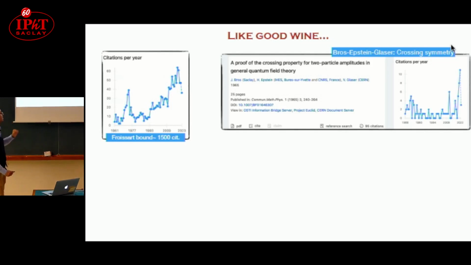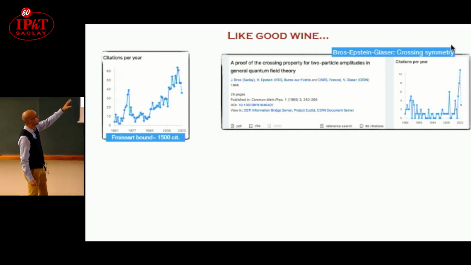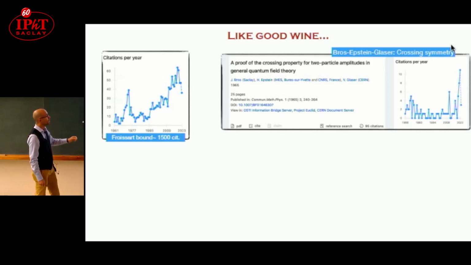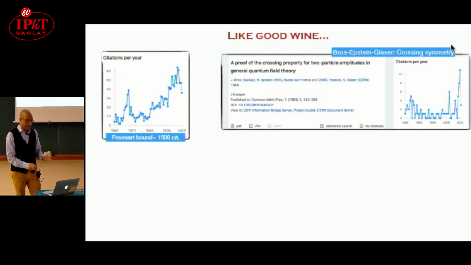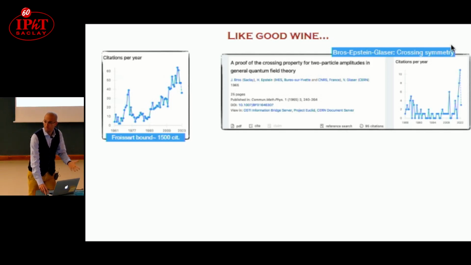Even more amazing, I think, is the case of Bros, together with Epstein and Glaser at CERN. So you see, this is a fundamental paper, and it has only 95 citations, which is a pity. I think it should have 1,000 more. And the citation distribution was basically decaying, it was just collected. And then it has a huge peak in the last 3 years. So it seems very important these days.